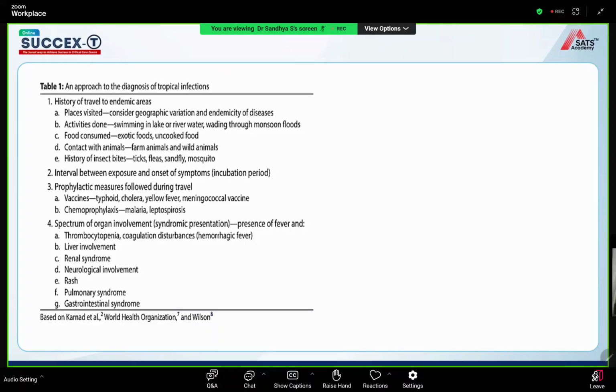Also, the onset and the duration of symptoms, the interval between the exposure and the start of symptoms, the prophylactic measures which were followed by the traveler, and also the spectrum of organ involvement. Like I mentioned earlier, all this should be included in your answer sheets, but explained in short only.